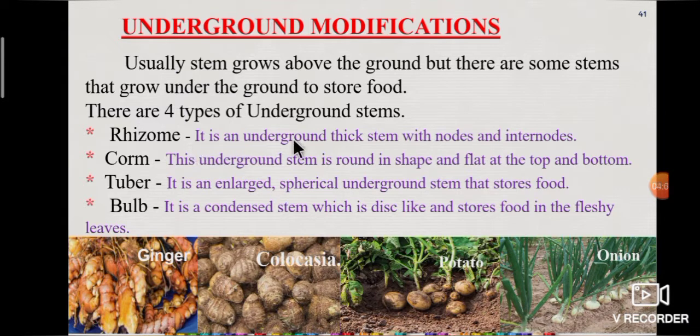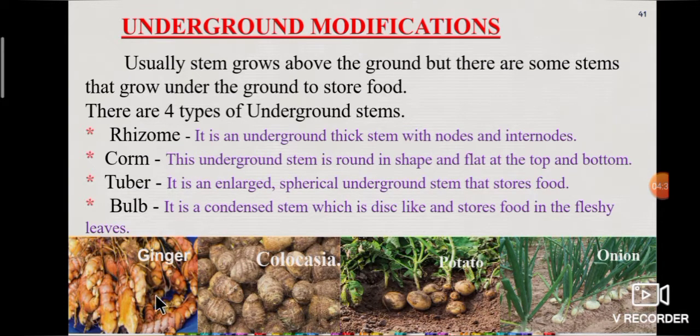Rhizome, it is an underground thick stem with nodes and internodes. Second one, corm. This underground stem is round in shape and flat at the top and bottom. Third one, tuber. It is an enlarged spherical underground stem that stores food. Fourth one, bulb. It is a condensed stem which is disc-like and stores food in the fleshy leaves.